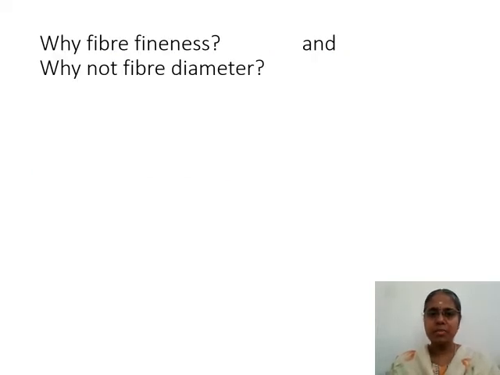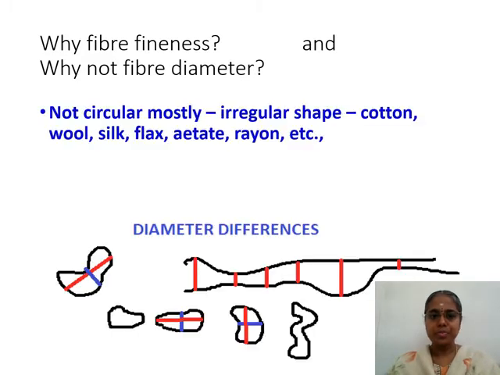Why do we measure fiber fineness? When it is a pen tip or a pencil tip, we measure in terms of diameter. But for fiber, we do not measure it in terms of diameter. Why is it so? It is because the fibers are not always circular. You can see our cotton fibers are bean shaped, and wool fibers have an irregular cross section. Silk fiber is triangular in cross section. Flax fibers have some hexagon type of cross section. Acetate has an irregular outer layer, and for rayon also the outer layer is not circular.